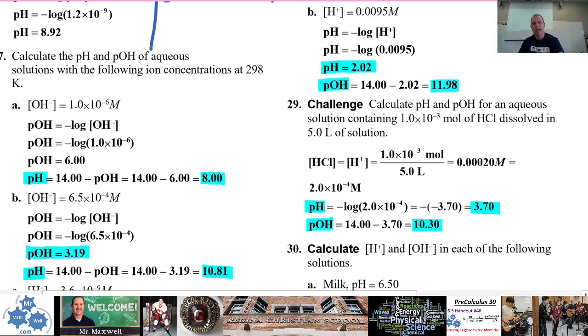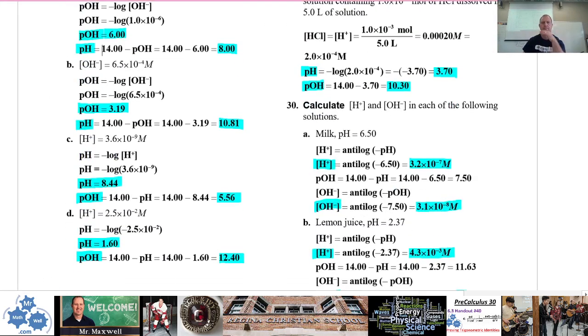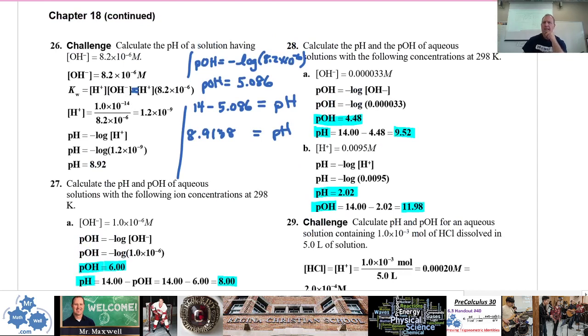Calculate the pH and pOH. Oops, I should highlight the pOH here too. 27A. And B. There are the answers for C and for D. Okay, 28. And again, very similar, pH, pOH right there. And B.